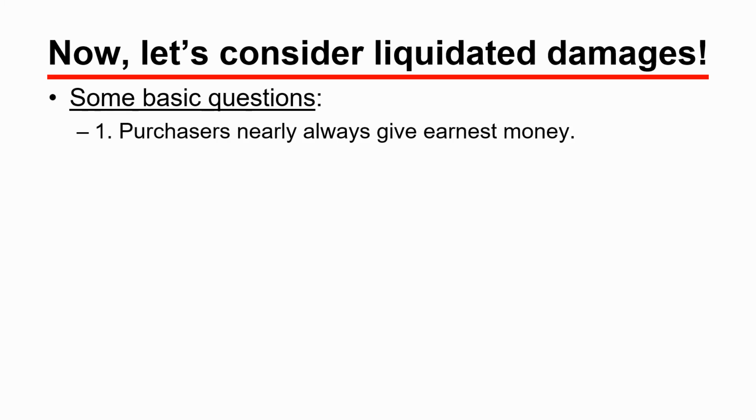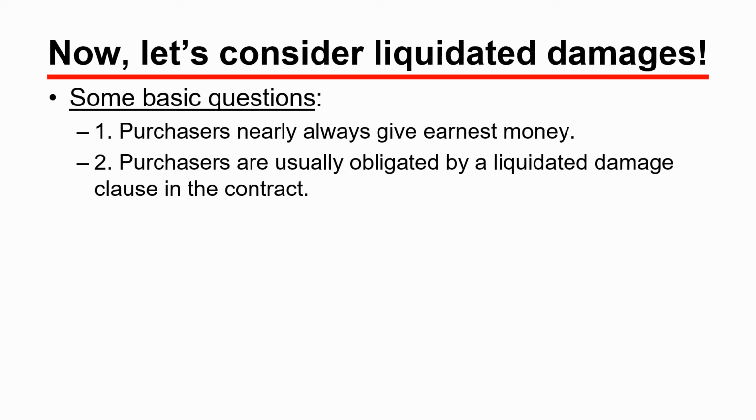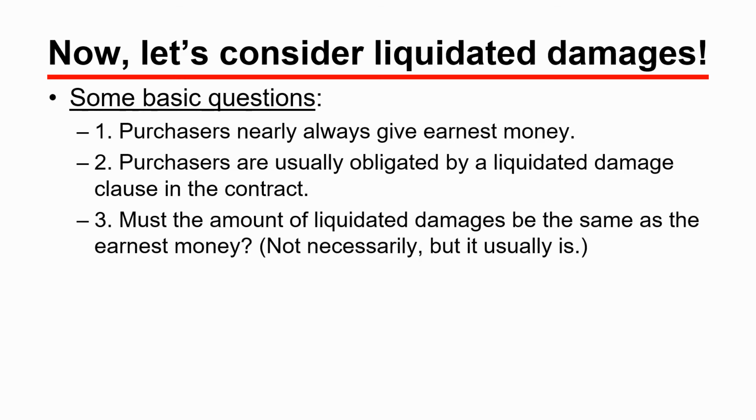Some basic questions. Purchasers, of course, nearly always give earnest money when they sign a contract. In some areas of the country, the earnest money is typically 10% of the purchase price. In other areas, it's much less, but it's always a significant amount of money. Purchasers are also usually obligated by a liquidated damage clause in the contract. Does the amount of liquidated damages have to be the same as the earnest money? The answer is no, it doesn't have to be, but nearly always it is.